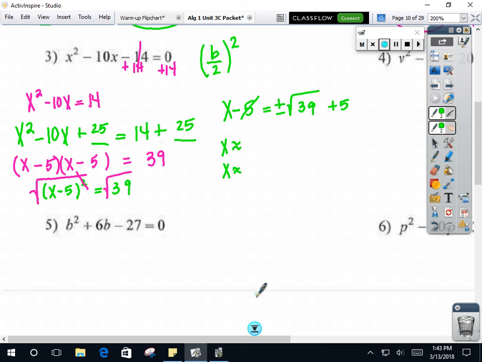Okay, so now square root of 39 plus 5 equals what? 0.2. Okay, and then negative square root of 39 plus 5 is, right, yes.